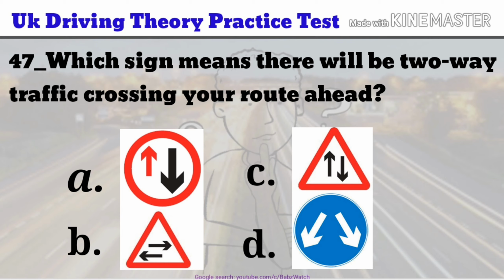UK driving theory practice test question 47 of 50. Which sign means there will be two-way traffic crossing your route ahead? The correct answer is B. This sign is found at the end of a one-way system. It warns you that traffic will be crossing your path from both directions.